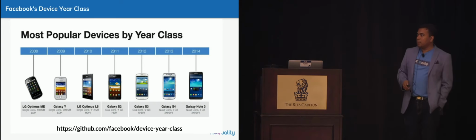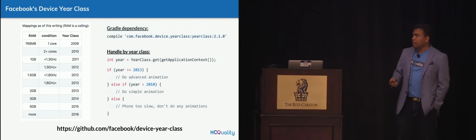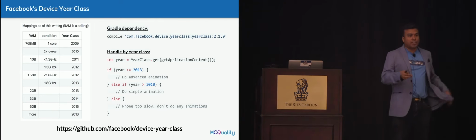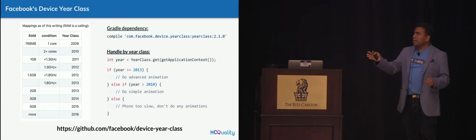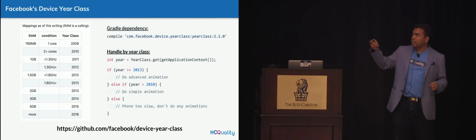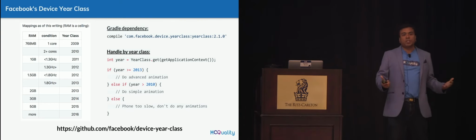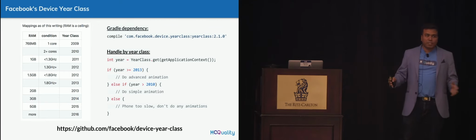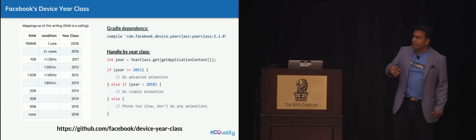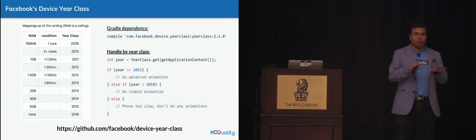And Facebook has a GitHub library that you can use inside your tests or inside your apps as well, where you can target and define your tests. This is mainly for developers, where if a developer wants to support some features only on certain device year classes, they can do this. On the right-hand side, you first add this Gradle dependency to get that library. Then let's say you want to do some animation. If it's the latest phone, then you do an advanced animation. If it is a mid-year, year greater than 2010, then you do a simple animation. If it's a really, really old device, then your phone is too slow, don't do any animation.